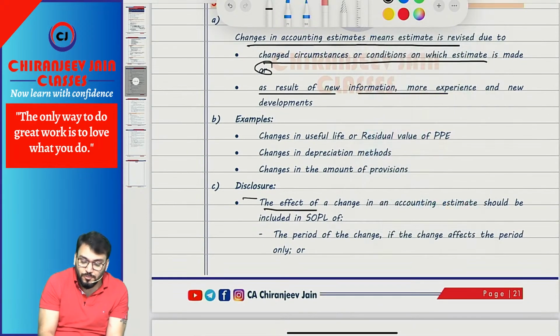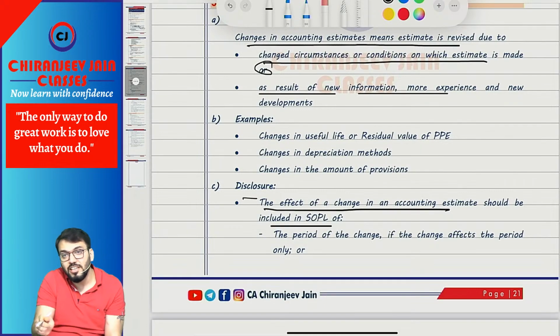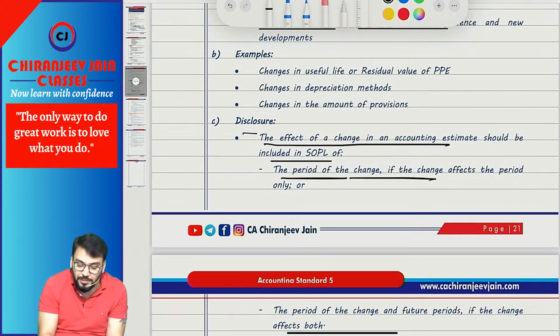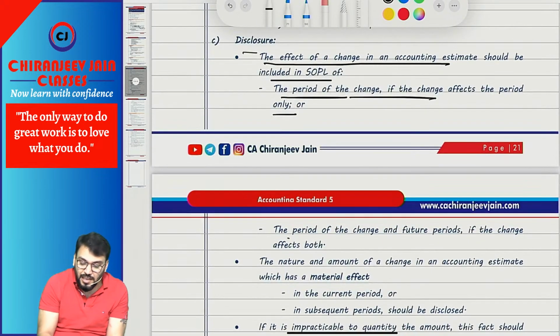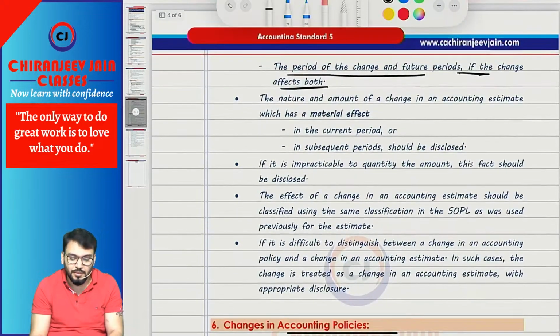Disclosure: the effect of a change in the accounting estimate should be included in the SOPL of the period of change if the change affects only that year, or of the period of change and future periods if the change affects both. So the period of change if the change affects that period only, or the period of change and future periods if the change affects both. Understood? So very simple. The effect of change in accounting estimates should be included in the SOPL.